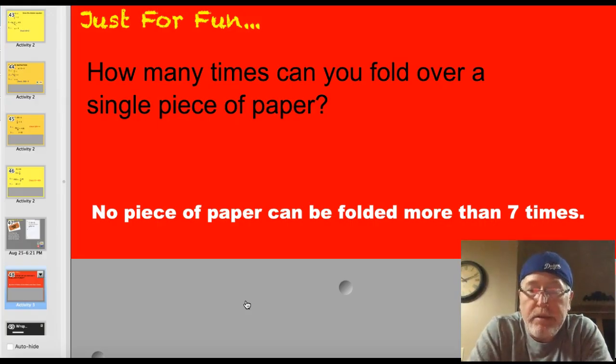But no, standard piece of paper, and I know you're all going to bring me a piece of paper tomorrow and try to show me you can fold it more than 7 times. You cannot fold it in half more than 7 times. So each time you fold it, you have to fold it in half. You do that more than 7 times, I'm going to be impressed.